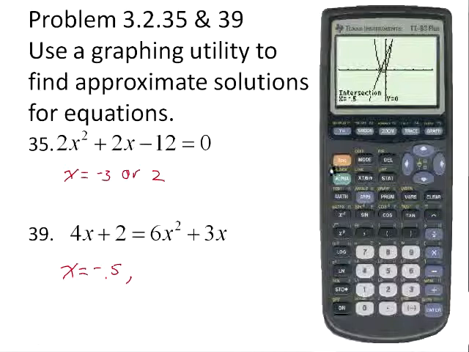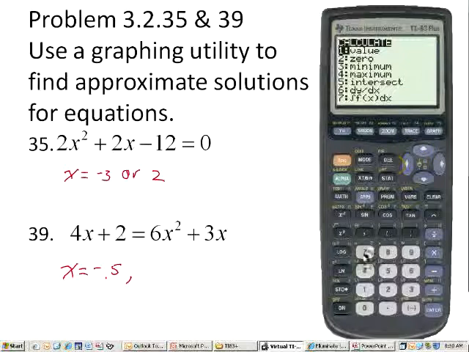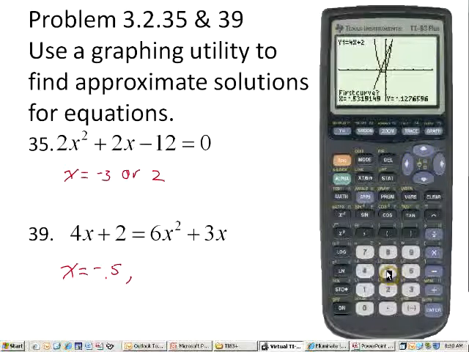The other solution, let's find it. So going back to here, we're going to hit second calc. We're going to choose number 5 for intersect. And once again, we have our two curves. Since I only have two in here, this is a no-brainer. We just hit enter, enter. But now I need to scroll close to the other intersect point. So I'm scrolling closer to it, and that looks pretty close. So I'll hit enter. And this time we have an answer of 0.666666, right?